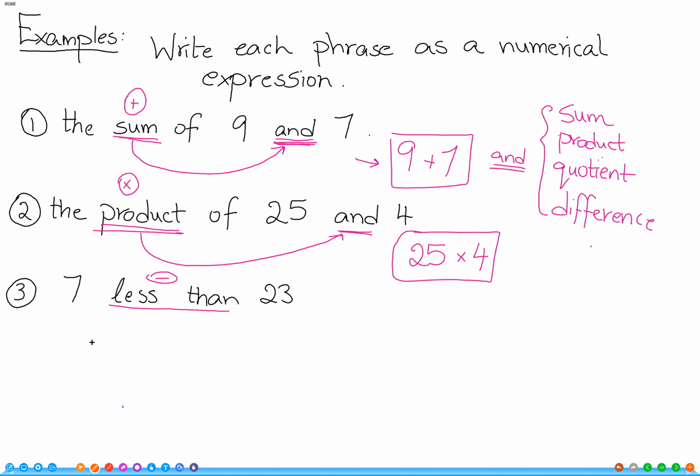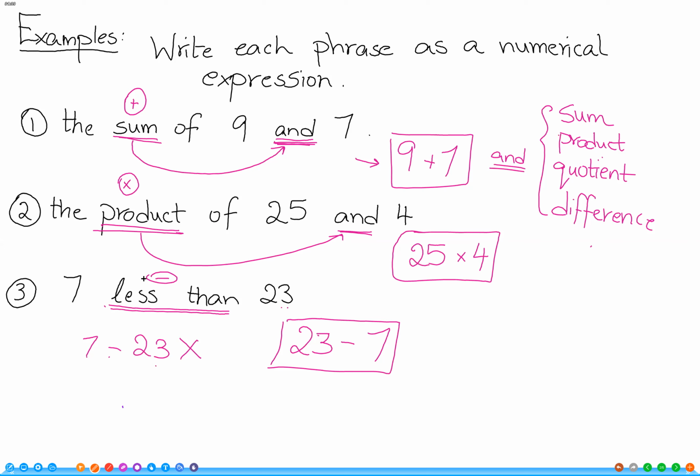So it's not going to be 7 minus 23. No, it will be written as 23 minus 7. So this is how we write it. Whenever I have the words less than, it switches the order of the numbers. So instead of writing 7 minus 23, I would start with 23 minus 7. So we start with 23 and subtract 7 from it.